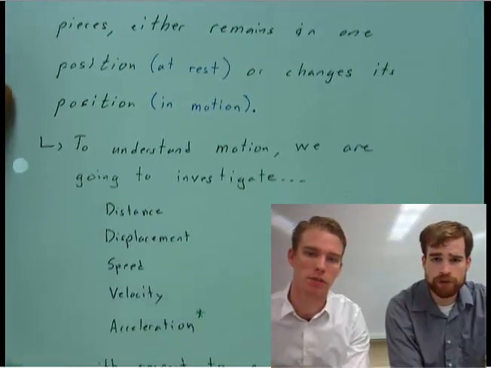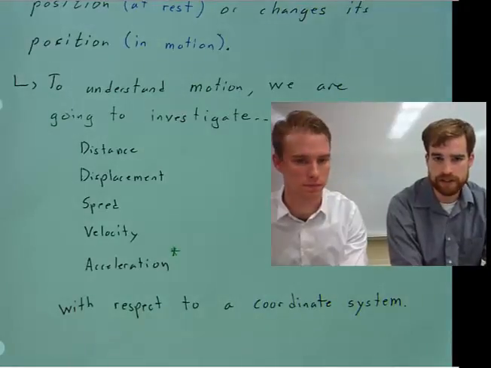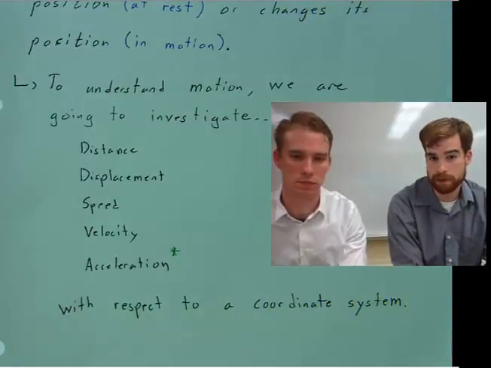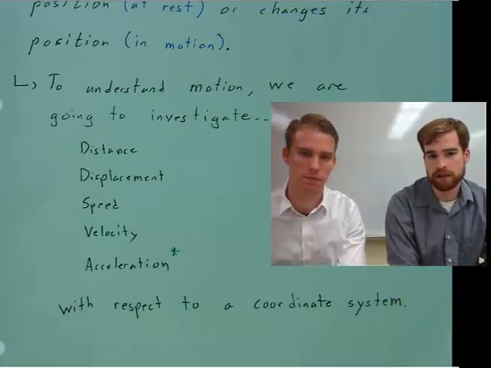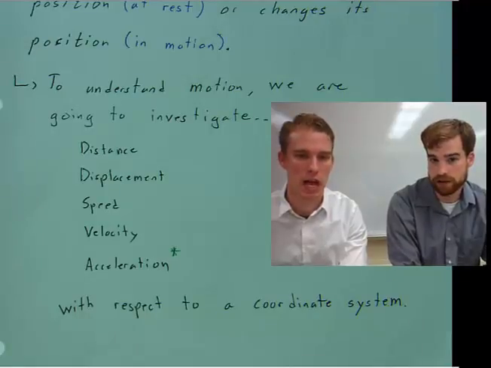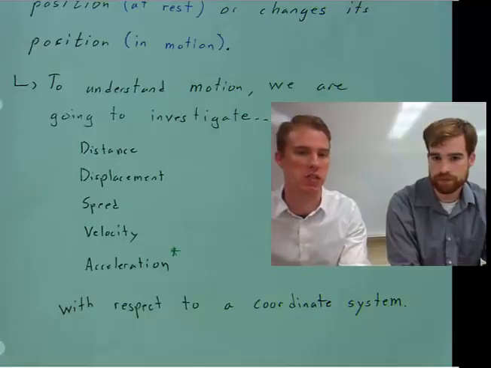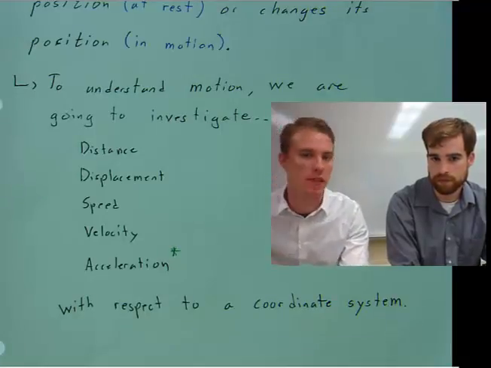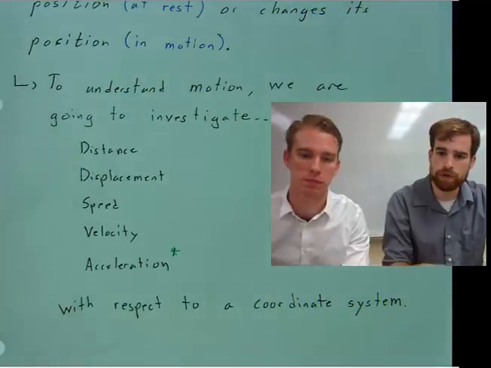And when we use motion, we talk about five different terms: distance, how far something goes; displacement, its total travel; speed, which is how fast something is going; velocity; and acceleration. And acceleration is kind of this bigger thing. So we're going to focus on distance, displacement, speed, and velocity for a while, and then you're going to see acceleration coming up. And all these things are going to move on a coordinate system.